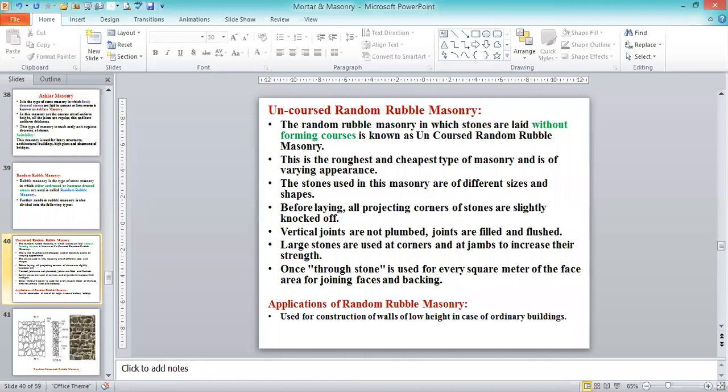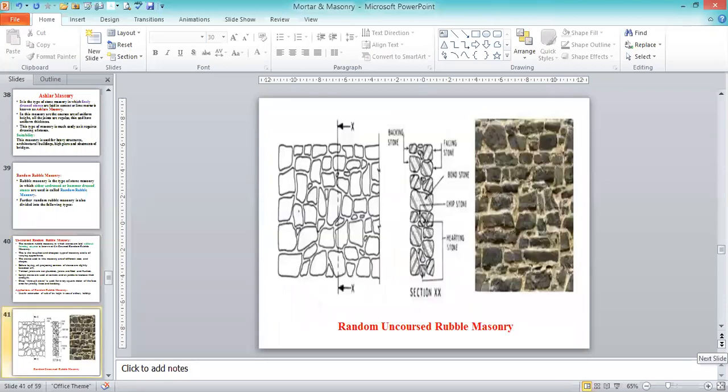Nowadays this is also used for architectural purposes, for architectural beauty. Uncoursed is also the fashion nowadays. We can go for this type of stone. So for the uncoursed random rubble masonry, you can see the picture.